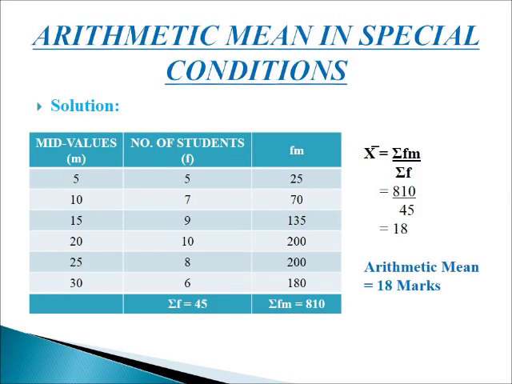After adding it, we will get sigma FM, which is 810. Now we will write the formula, that is arithmetic mean of the series equals sigma FM divided by sigma F, that is 810 divided by 45, we will get 18. So arithmetic mean is equal to 18 marks. This is how we will calculate arithmetic mean in mid-value series.